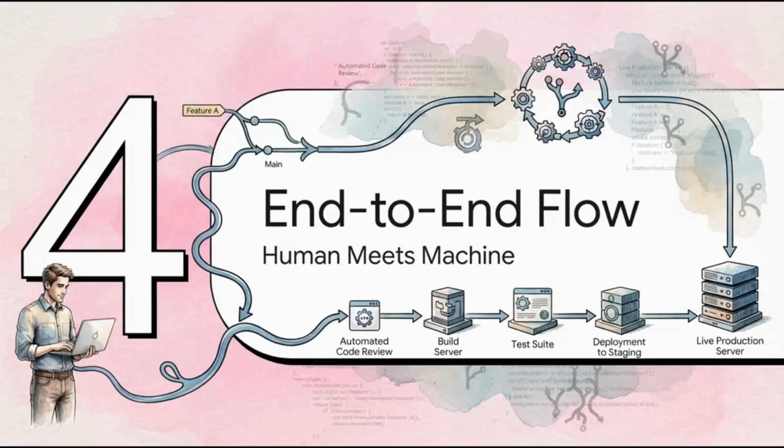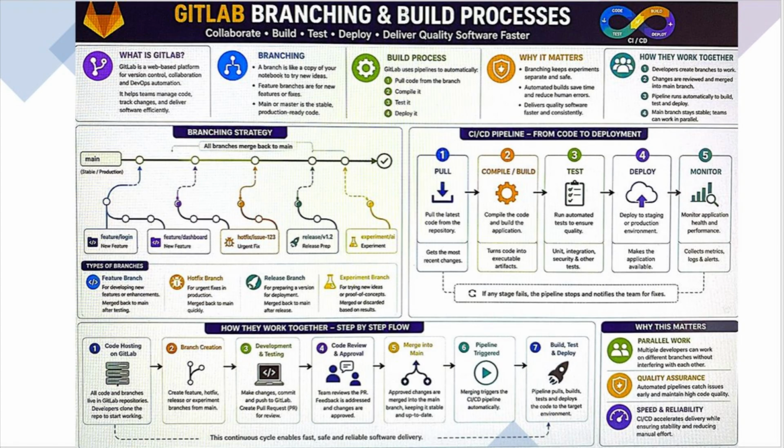Which leads us perfectly into part 4, the end-to-end flow. So, we've looked at the human branching workflow, and we've explored the machine pipeline workflow. Let's see how these two halves actually connect to form one single continuous delivery machine. Tracing the step-by-step flow here. Step 1 is hosting the code. Step 2, a human creates a branch. Step 3, they develop and test locally. Step 4, code review and approval. Step 5, the human merges the code into main.